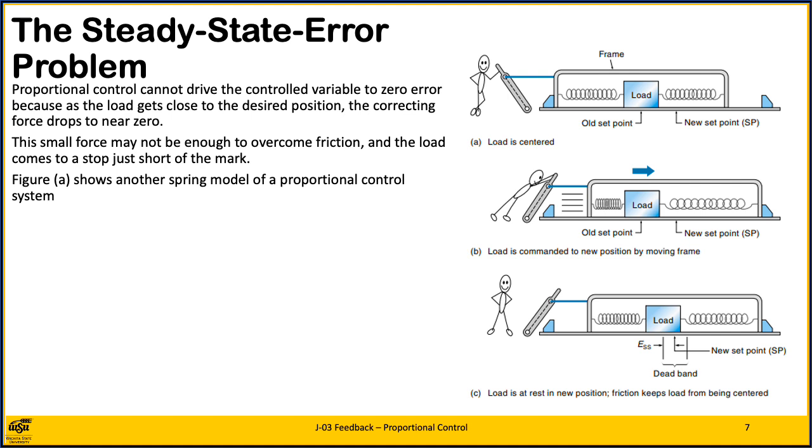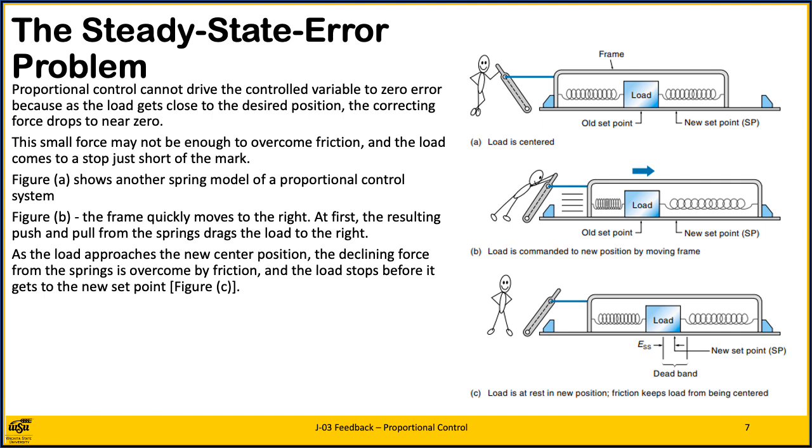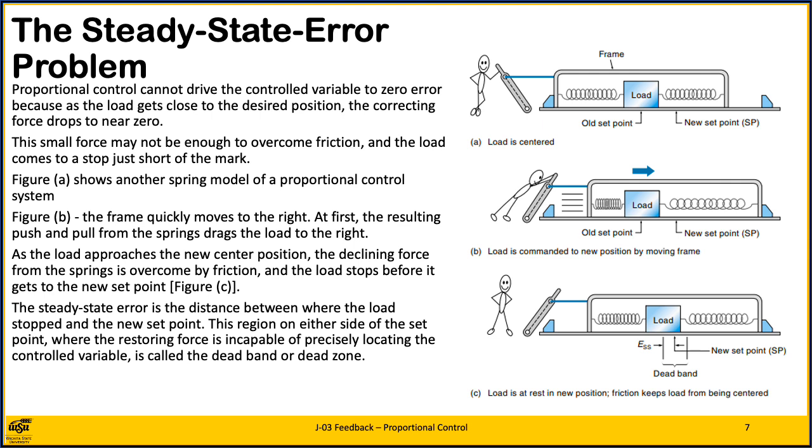This time, the load is sitting on a friction surface in the center of a frame to which it is connected with 2 springs. Figure B shows what happens when the frame quickly moves to the right. At first, the resulting push and pull from the springs drags the load to the right. As the load approaches the new center position, the declining force from the springs is overcome by friction, and the load stops before it gets to the new set point, which is shown in figure C.